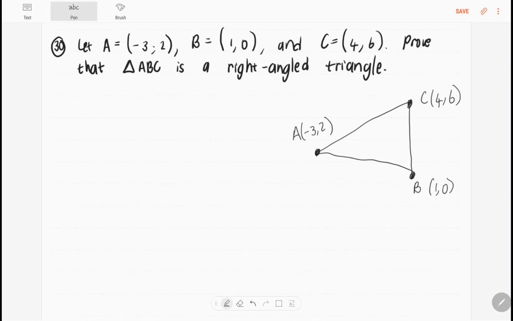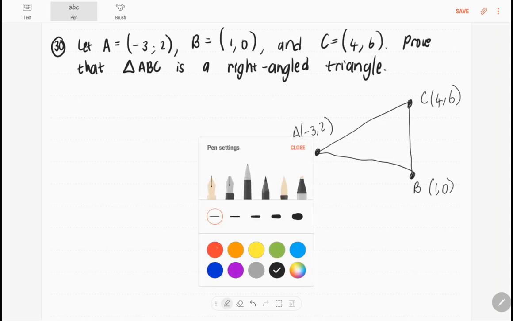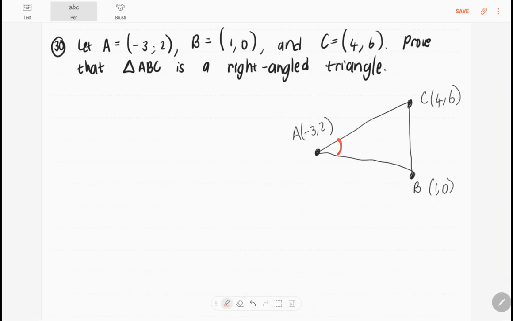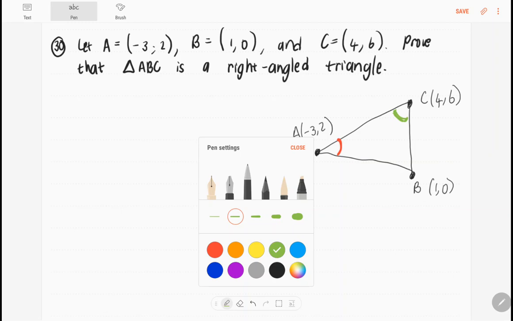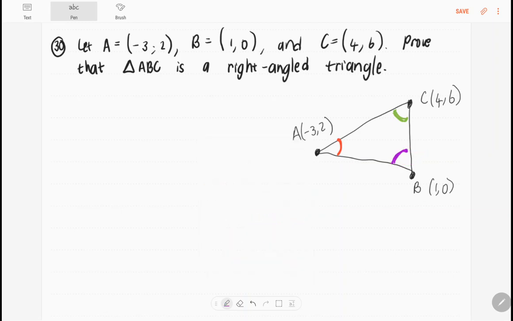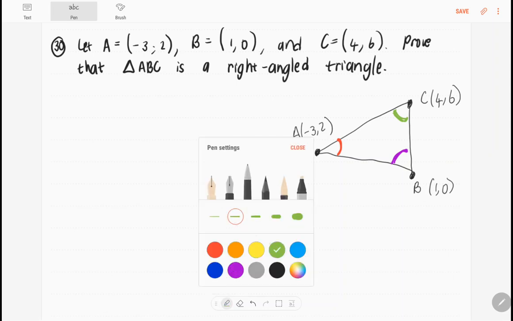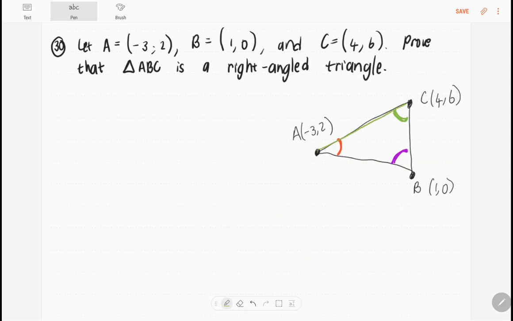So what we need to do is we need to show that one of these angles, this one, or this one, or this one is 90 degrees, because then it's a right angled triangle. How can you do that? Right? So for working out whether the one in green is a right angle, you can say, let's take this vector's dot product with this vector to see if it gives us 0.